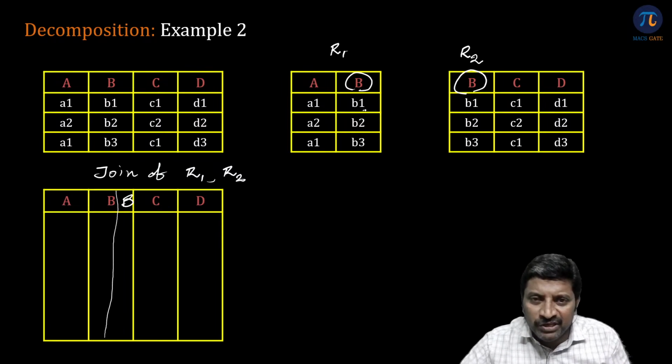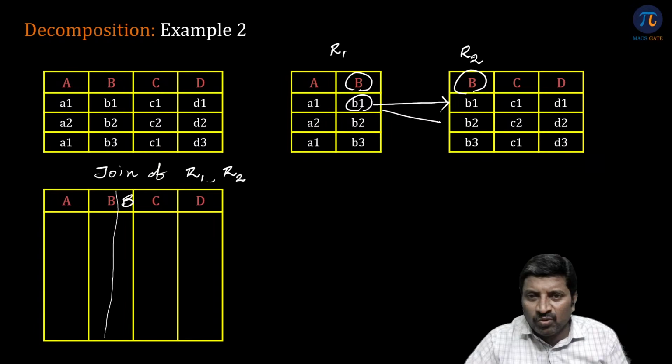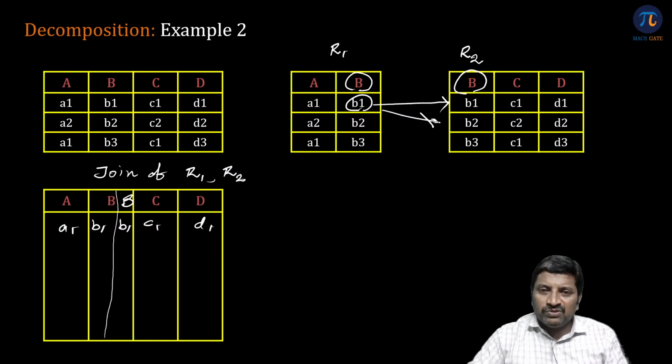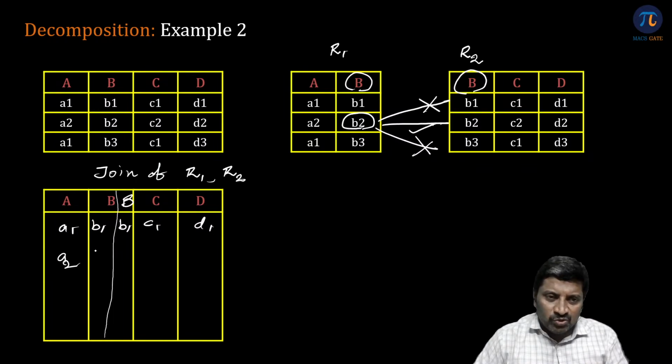And sir, this B1 is matching with the first record only. Any other matching, sir? No, this is not matching. Any other matching? No, this is not matching. So I will write A1, B1, C1, D1. That's it. What about the second row? The second row is B2. This is not matching with the first row. So I will write A2, B2, C2, D2.